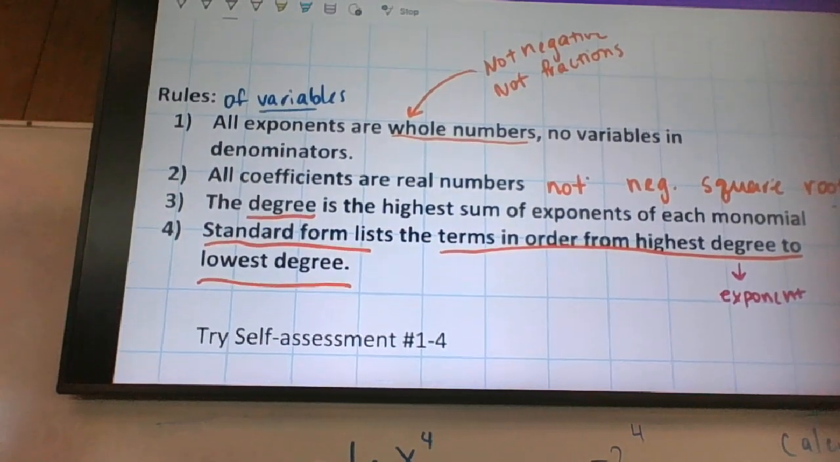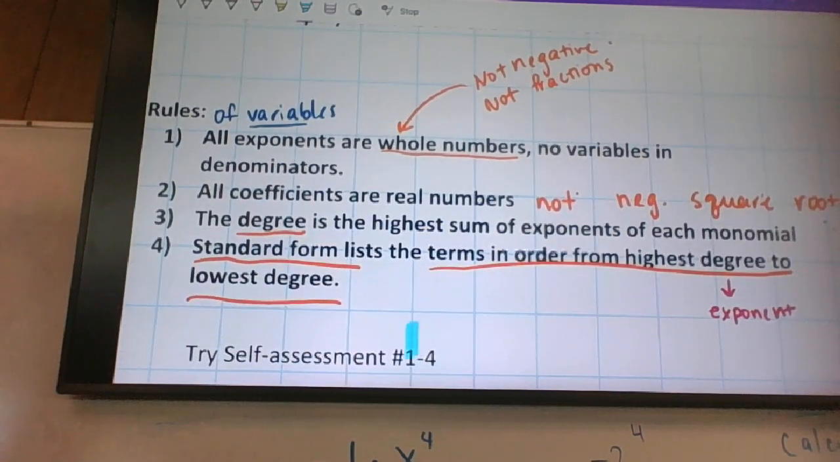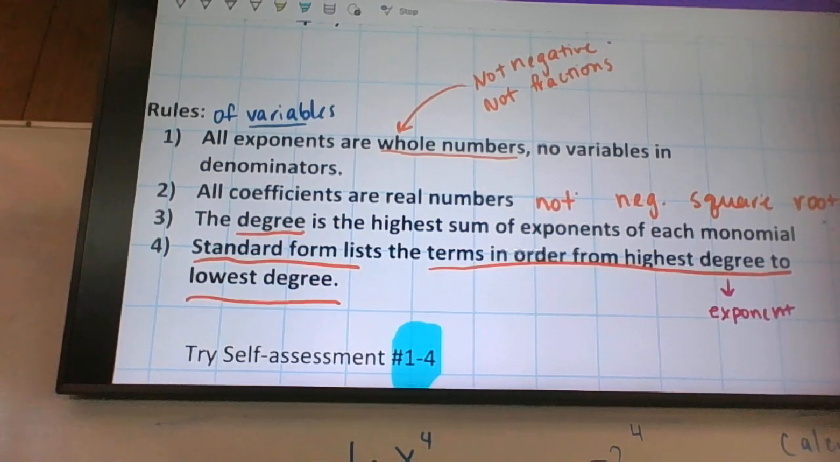Now I want you to do numbers 1 through 4 based on that information. I want you to do numbers 1 through 4 on page 305 right now. See if you can get it right. And then we'll do one problem.